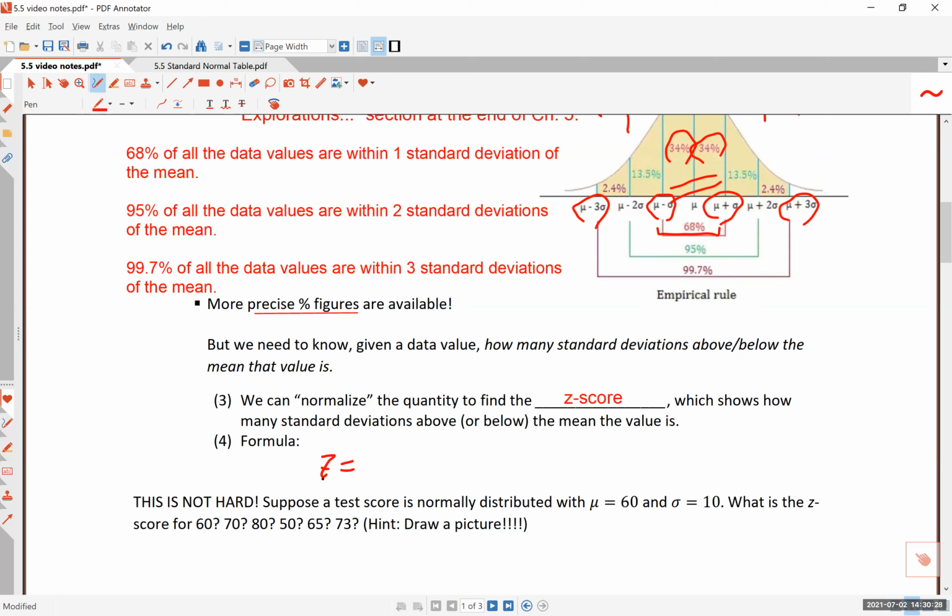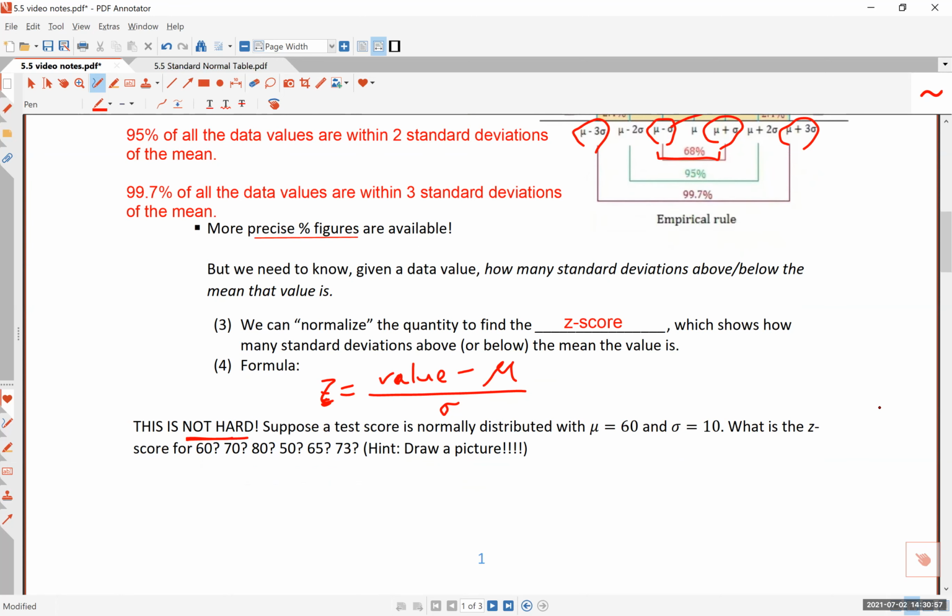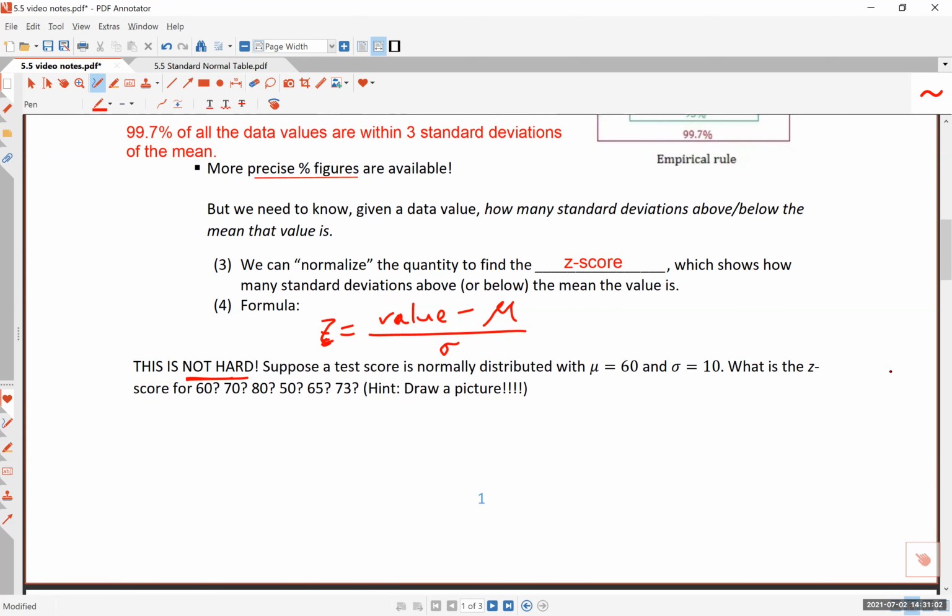The z-score of a data value is simply going to be the value that you have minus the mean, so that's called a deviation, remember? Divided by sigma, the standard deviation. Of course, this is going to tell you how many standard deviations above the mean or below the mean that value is. So this is the value minus the mean divided by the standard deviation. Let me again emphasize, this is not hard. If you're allergic to mathematical formulas, this is not hard. Let me just show you.